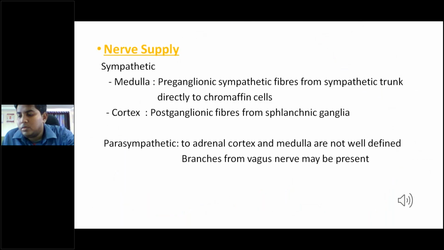So coming to the nerve supply, the sympathetic supply comes to the medulla. It comes from the preganglionic sympathetic fibers from the sympathetic trunk directly to chromaffin cells. They stain positively, so they are known as chromaffin cells. The cortex receives nerve supply from the postganglionic fibers from spinal ganglia. The parasympathetic supply to the adrenal cortex and medulla is not well defined. So the vagus may send some branches. You need to remember that the parasympathetic nerve supply to adrenal glands is not well developed.